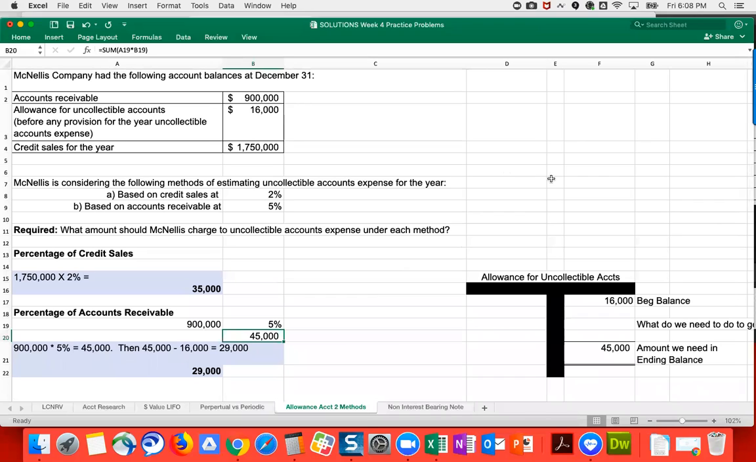McNellis Company had the following account balances at December 31st. Accounts receivable, $900,000. Allowance for uncollectible accounts before any provision for the year's uncollectible accounts expense is $16,000. Credit sales for the year is $1,750,000. McNellis is considering the following methods of estimating uncollectible accounts expense for the year. Based on credit sales, 2%. Based on accounts receivable, 5%. What amount should McNellis charge to uncollectible accounts expense under each method?